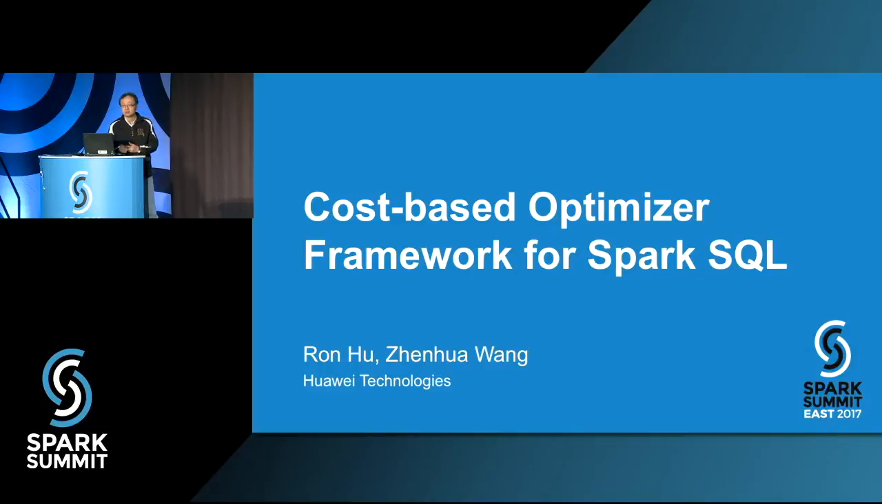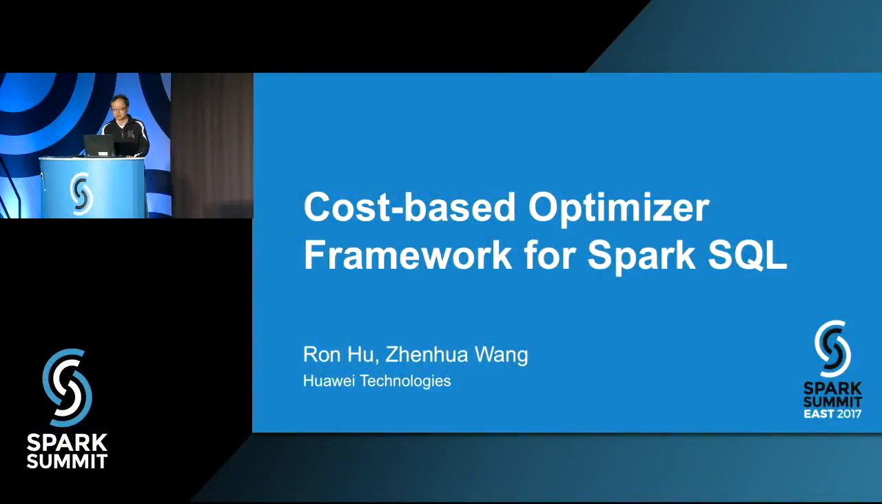Today, we are going to talk about a cost-based optimizer framework for Spark SQL. This is a brief overview of our talk. We will briefly talk about Spark SQL's query compiler, the Catalyst architecture, and how it utilizes rules to optimize a query. And then we will talk about how we collect statistics.